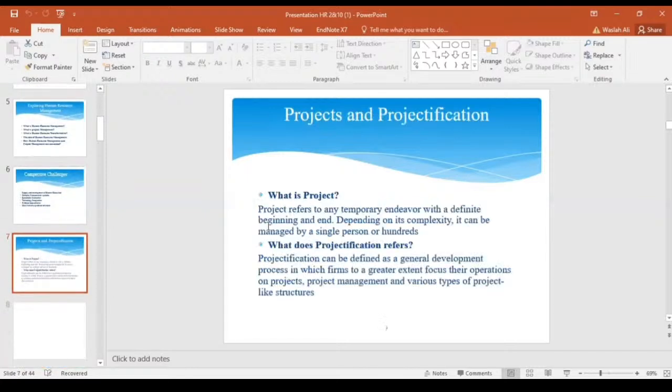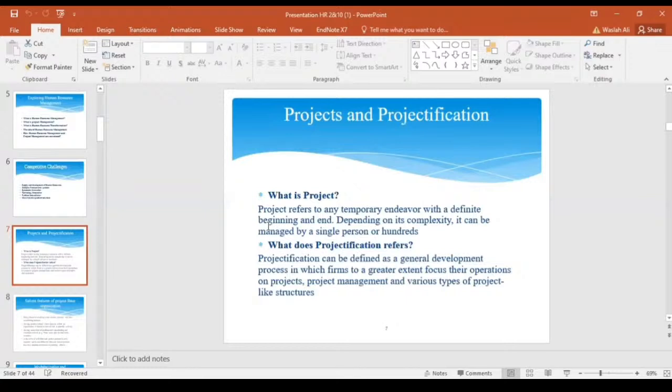So let's move to the next slide, projectification. In this chapter, there are two terms that I will explain. First we need to understand what is a project and projectification. There are many definitions of project, but the important definition discussed in this chapter is that a project refers to any temporary endeavor with a definite beginning and end. Depending on its capacity, it can be managed by a single person or 100. So what is projectification?